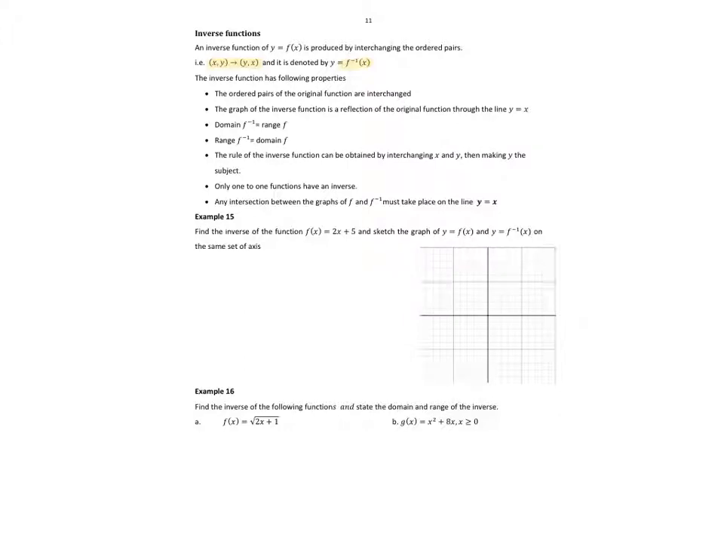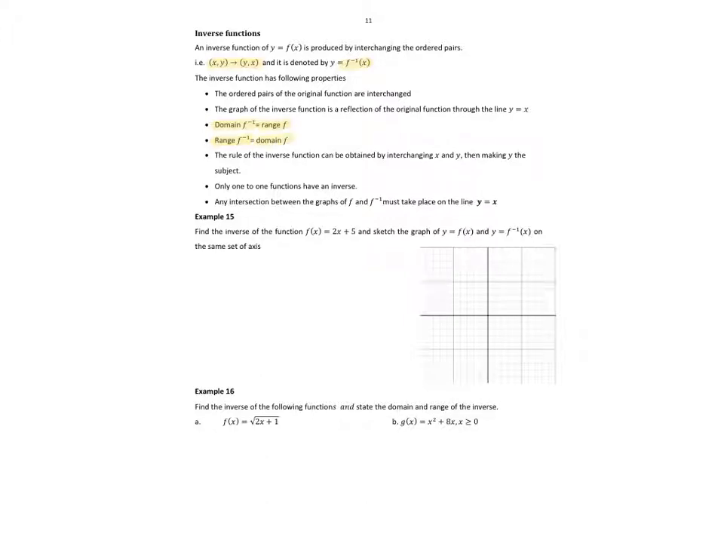I guess the key ones really are, we know how to get it. The domain of the inverse function, because we're swapping our x and y, is the same as the range of the original. And similarly, the range of my inverse function is the same as the domain of the original. So they're two key important facts.